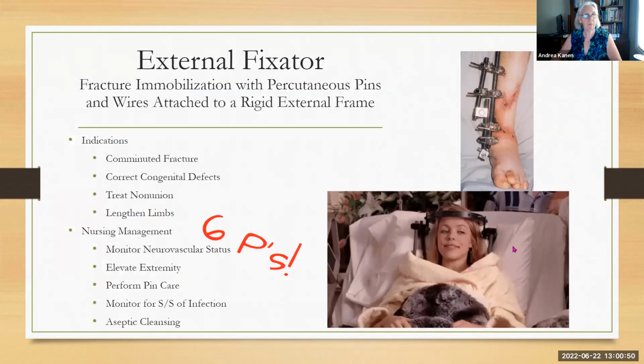Okay, what are we doing here? External fixation. So you can see here, the hardware is on the outside on this one. This would be for comminuted fractures, some congenital defects. Early on in life, children's bones are very soft and malleable. So if they come out not formed correctly, they can be taught to grow correctly. Again, are you seeing a pattern here? Neurovascular status. It's the one thing you're always going to do. We're going to elevate the extremity, pin care, signs and symptoms of infection, and aseptic cleansing. That's just really standard, so that shouldn't be a brain drain for you.